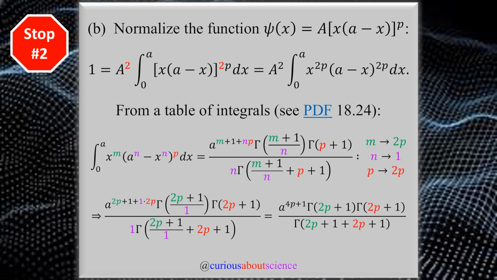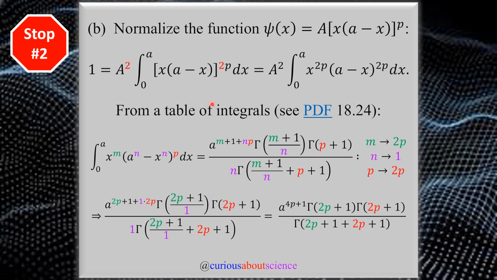So, as stated, we're looking for, what if p was 1 in part A, what is the optimal power p to put this to? And with that, we're going to have to normalize this function just like we did before. So we have 1 equals a squared, again, just double it because of the magnitude squared. So we're fine, good to go. And now we split up this bracket, so we have the form of the integrand, which is x to the 2p times a minus x to the 2p.